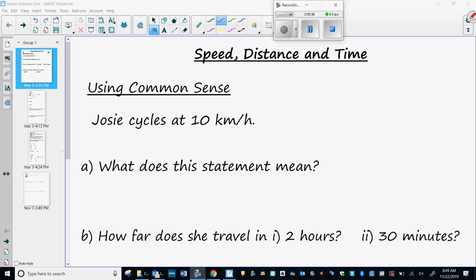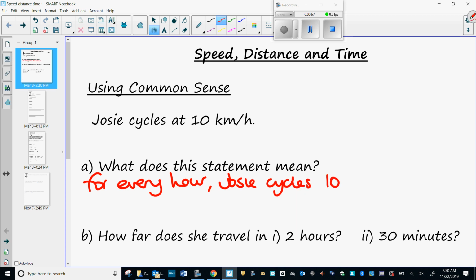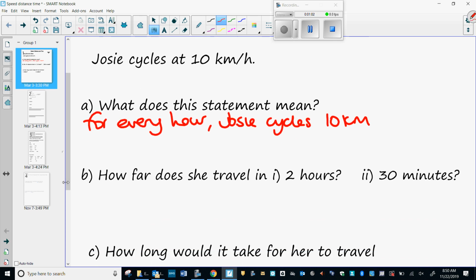If we don't know anything about speed, it says Josie cycles at 10 kilometers per hour. What does it actually mean? She's cycling. For every hour, she cycles 10 kilometers. So if she's going to be going for 2 hours, how far is she going to go? 20 kilometers. So in 2 hours, 20 kilometers.